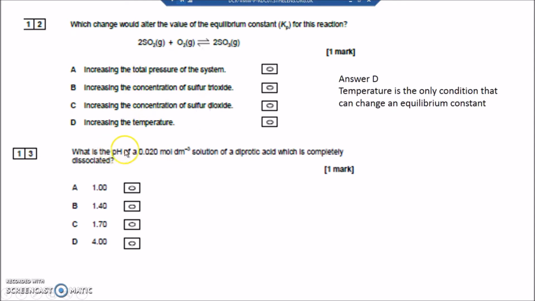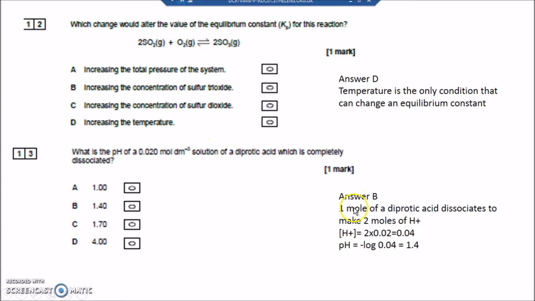What is the pH of 0.02 mole per decimeter cube solution of a diprotic acid? Now, a diprotic acid is an acid that produces 2 moles of H+. So 1 mole of the acid produces 2 moles of the H+, something like sulfuric acid. So if the concentration of the acid is 0.02, then the concentration of the H+ is double that, 0.04, because 1 mole of the acid makes 2 moles of H+.